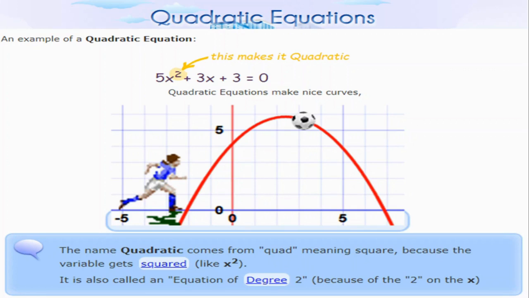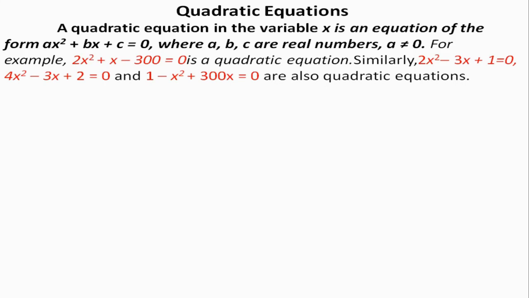Important to note that a polynomial p(x) is represented by ax square plus bx plus c. When p(x) is equal to 0, it means a quadratic equation in the variable x is an equation of the form ax square plus bx plus c equal to 0. So as you know, for the polynomial curve p(x) equal to ax square plus bx plus c, when the value of the curve is 0, that means ax square plus bx plus c equal to 0.